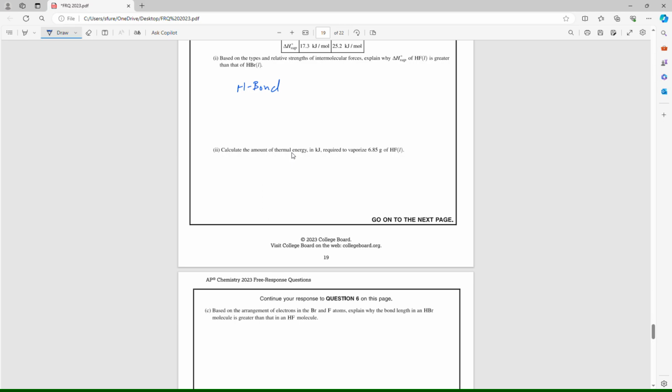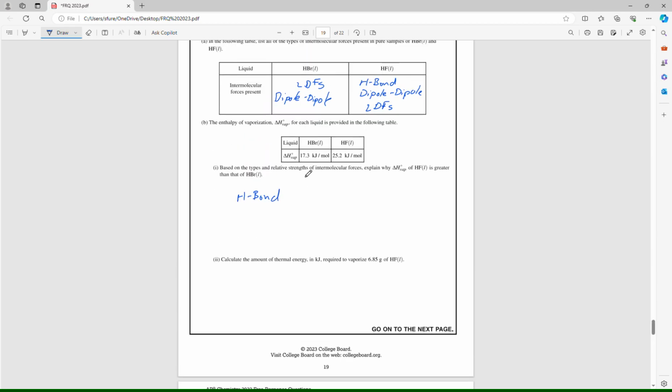Calculate the amount of thermal energy in kilojoules required to vaporize 6.85 grams of HF. So let's just go ahead and find the moles of HF. Kind of just a good principle. The molar mass of fluorine is 19. Molar mass of hydrogen is 1. So this is 1 mole. So that's 20 grams, right? 19 plus 1 is 20. So we have 0.3425 moles of HF.